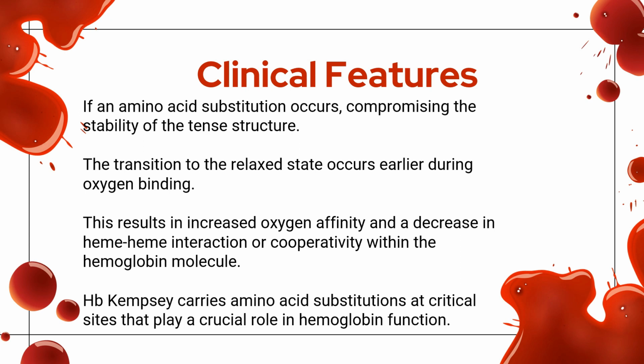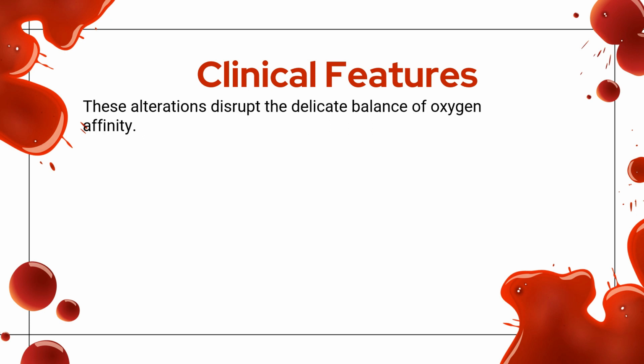One fascinating example of a variant in the B chain is hemoglobin C, an unstable hemoglobin variant. Hemoglobin C carries amino acid substitutions at critical sites that play a crucial role in hemoglobin function. These alterations disrupt the delicate balance of oxygen affinity, adding yet another twist to the intricate tapestry of hemoglobin variants.